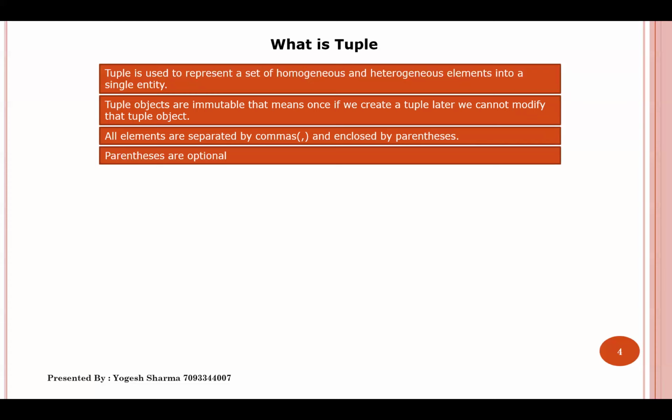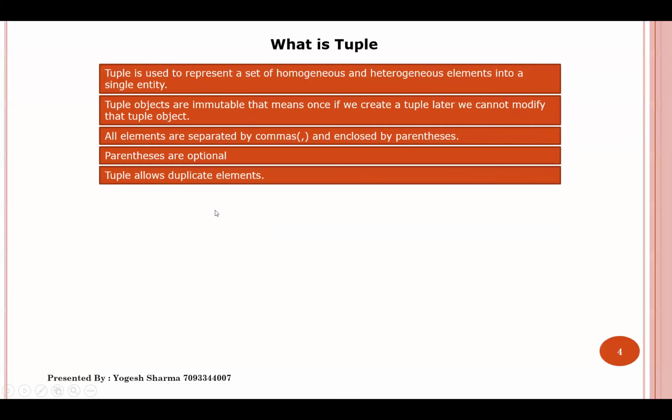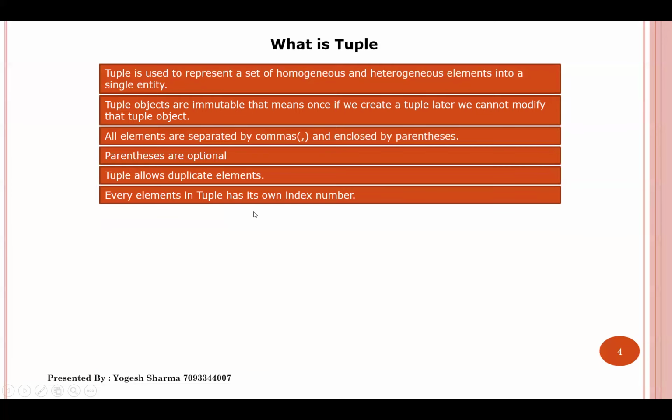Parentheses are optional. Parentheses are optional means that is up to you. If you want, you can keep the parentheses. Otherwise, if you do not write them, that also will not create any problem. Tuples allow duplicate elements. So in the tuple, we can keep duplicate elements. Every element in a tuple has its own index number.